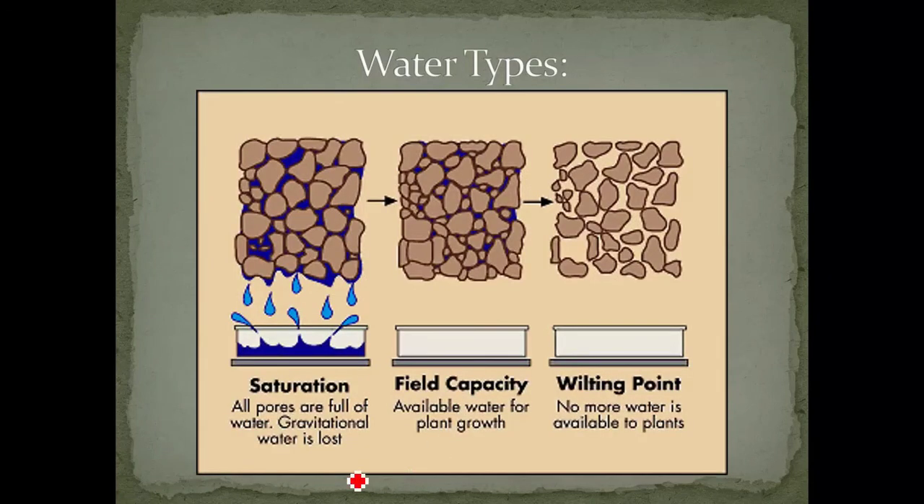Saturation again: all pores are full, gravitational water is draining out, and you can demonstrate this. There are lots of different demonstrations out there. Field capacity is the water available for growth, and at the wilting point, no more water is available.